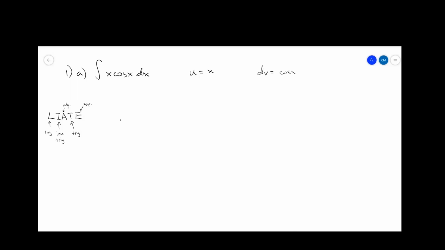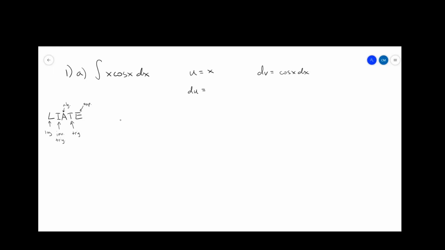The dx is part of the dv. Cosine x dx. Yeah, no problem at first. It's hard. This is the first time we're seeing it, right? So don't feel bad if you make a mistake right away. Once you've figured out what u and dv are, then you also have to figure out what du and v are, because those are also part of the integration by parts formula.